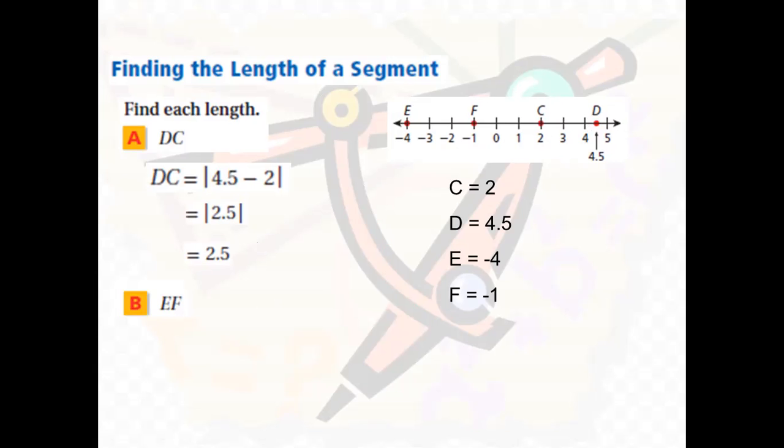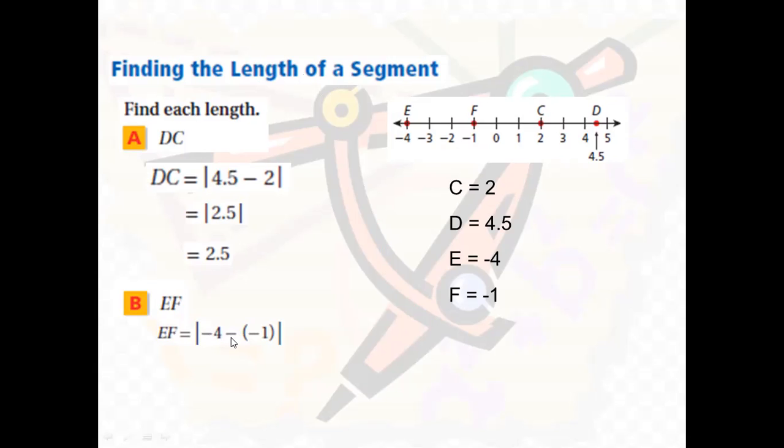So the distance between EF, you know what to do. EF is equal to the absolute value of -4 because E is -4, as we wrote down the values. We know E is -4 and F is -1. Now you can see -4 is for E.